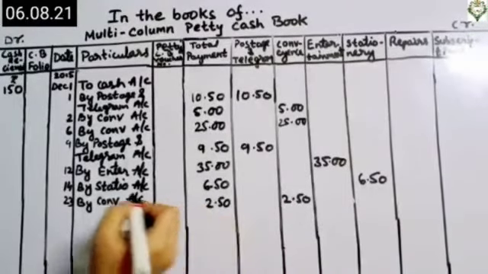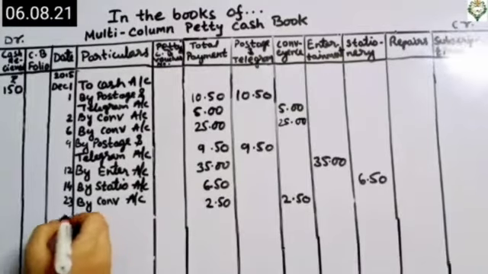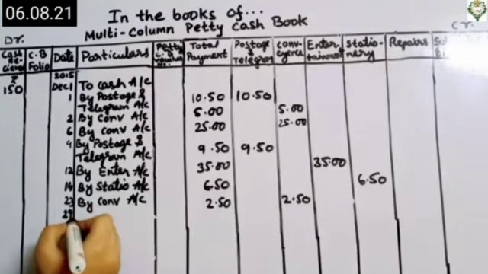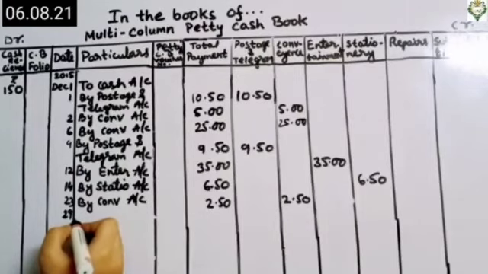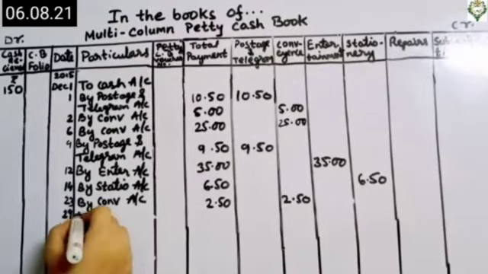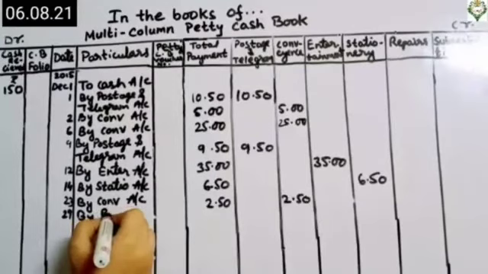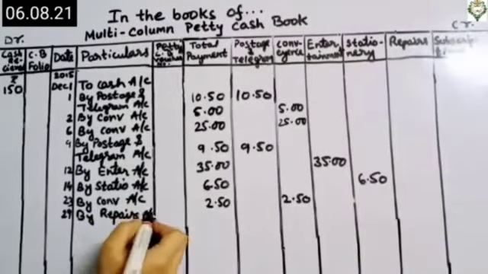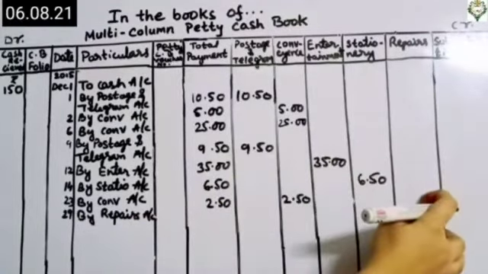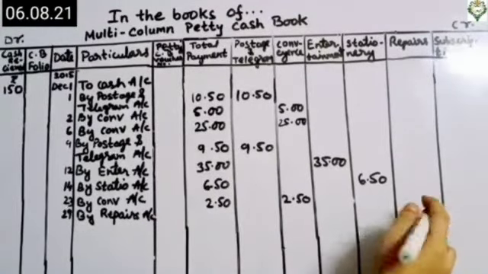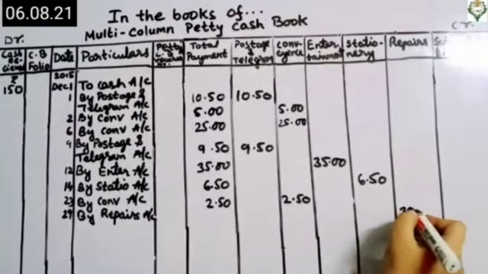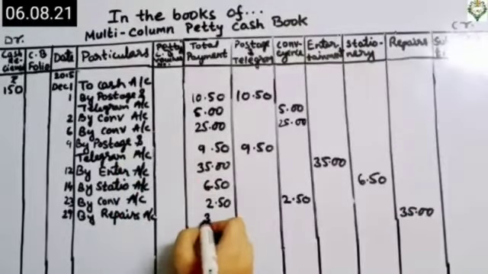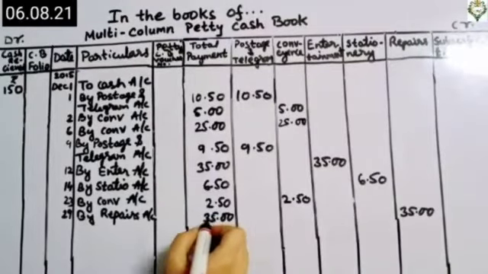the total column. Next transaction has been done on 29th, that is repair charges for office chair and tables. So that will come under repairs, so we will write here by repairs account, and we will record in the repairs column, and the amount is 35. So we will write here 35.00, and we will record in the total column also 35.00, got it.